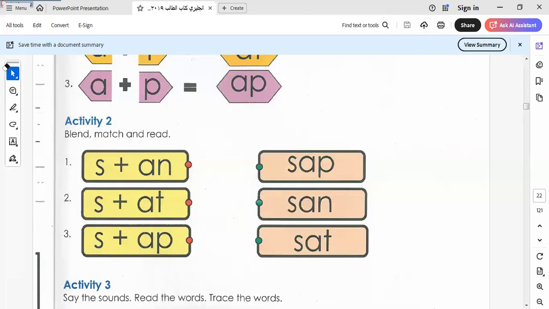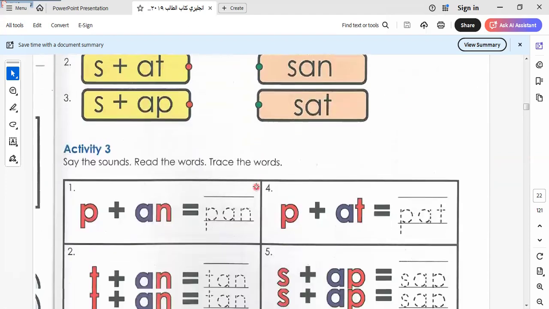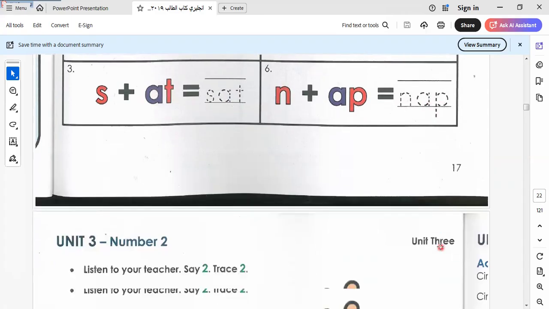If we have something wrong here, I will do it again. Listen and point and repeat. Here we have an, at. Let's go to another one. Here is ban, bat, tan, sat, and nap. I will repeat, and repeat after me: pan, pat, tan, sap, sat, and nap.